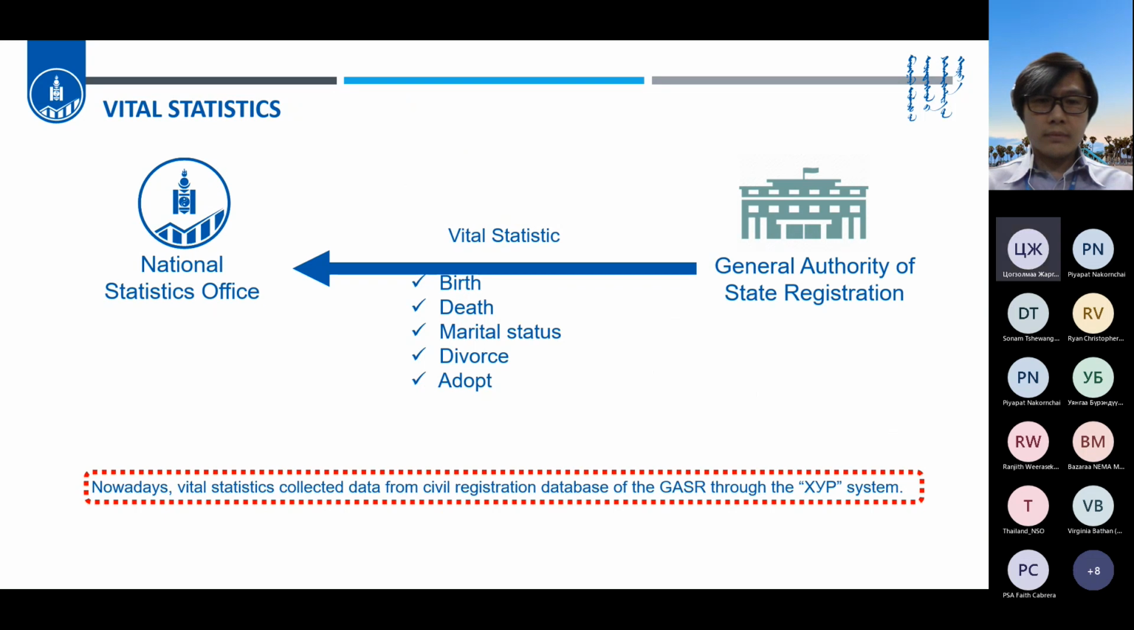Here it shows vital statistics data collection. The National Statistics Office collects vital statistics data: birth, death, marital status, divorce, and adoption. Those indicators we collect from the General Authority of State Registration. Nowadays, vital statistics data is collected from the civil registration database gathered through the system.